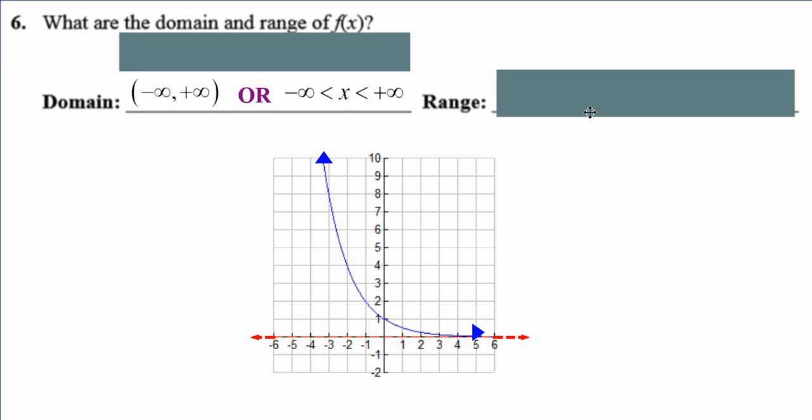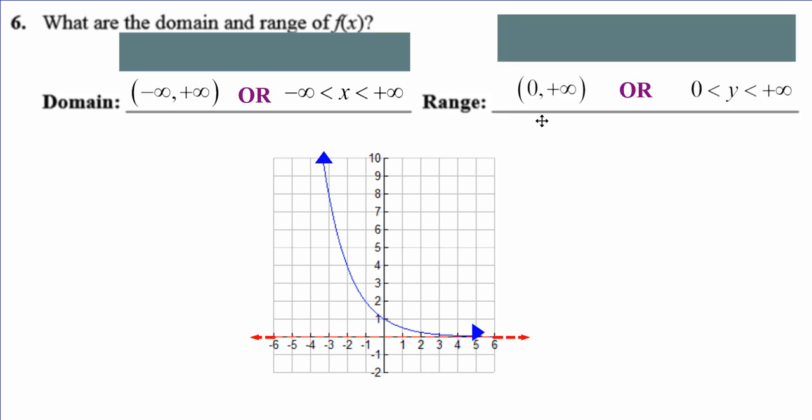Our range, we do have that restriction again, how it cannot touch 0 nor go past it. So we do our parentheses 0, comma, positive infinity parentheses, or we could say y is greater than 0. We can leave it like that, or if we want to throw in the less than positive infinity, you're welcome to add that in as well.